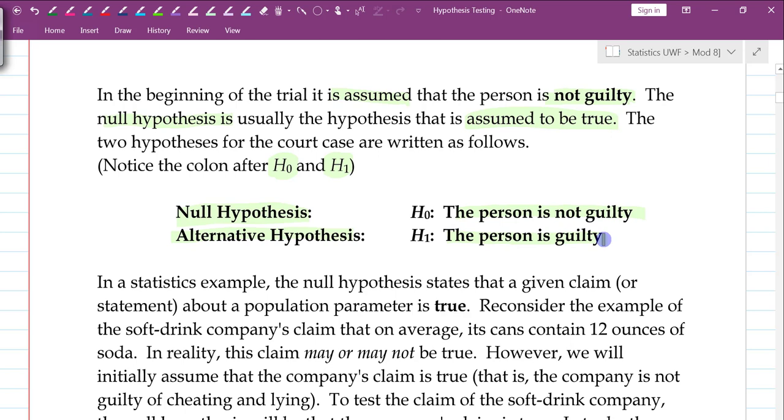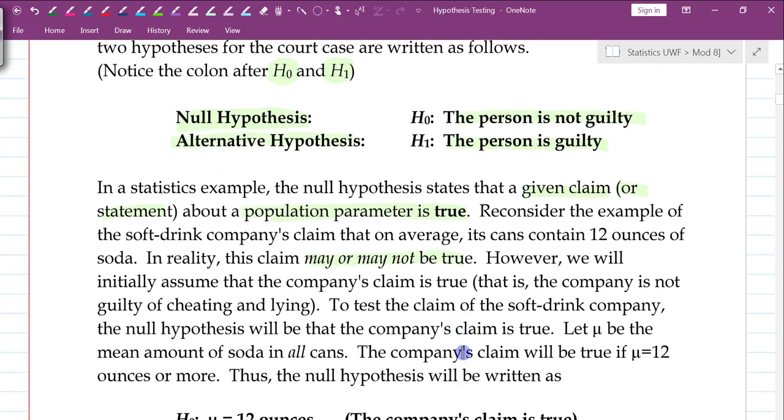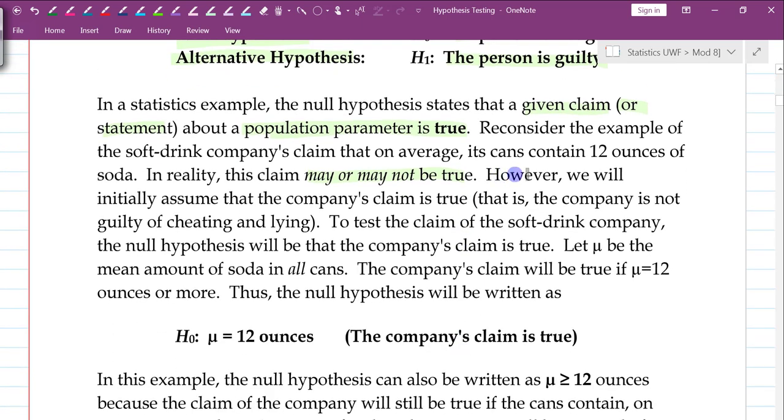In a statistics example, the null hypothesis states that a given claim or statement about the population parameter is true. Reconsider the example of the soft drink company claim that on average, its cans contain 12 ounces of soda. In reality, this claim may or may not be true. It's one or the other, right? It's either true or it's not true. However, we will initially assume that the company's claim is true. That is, the company is not guilty of cheating and lying. That's what we're going to assume.